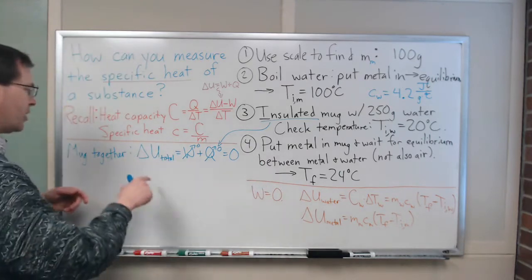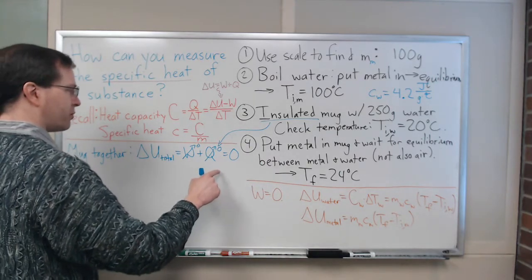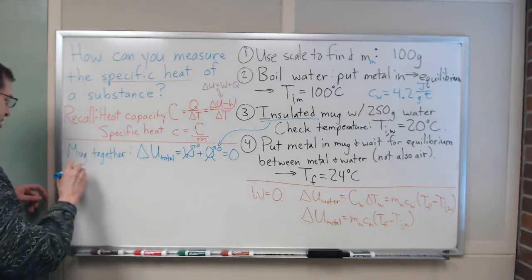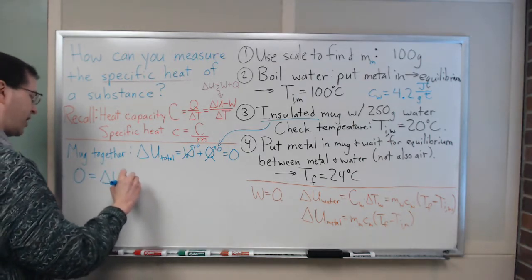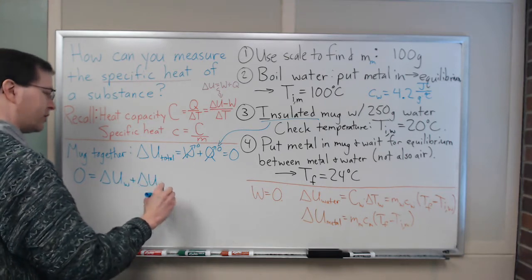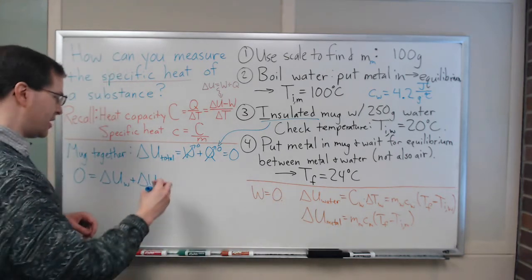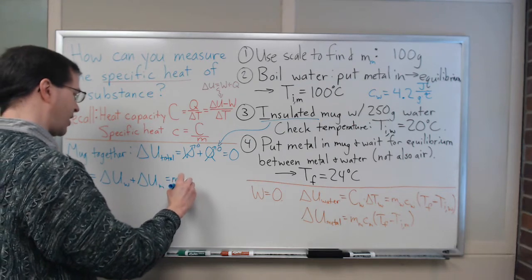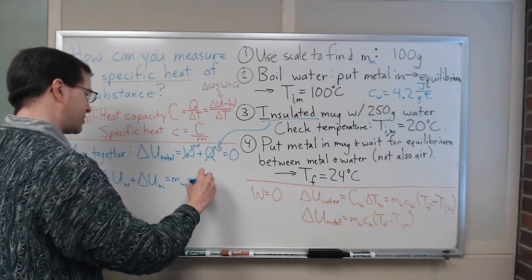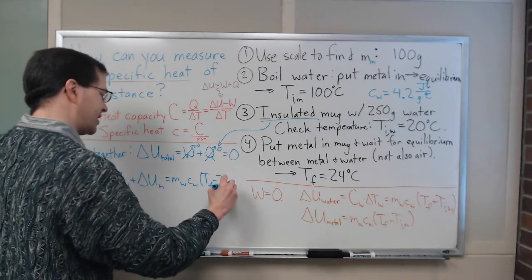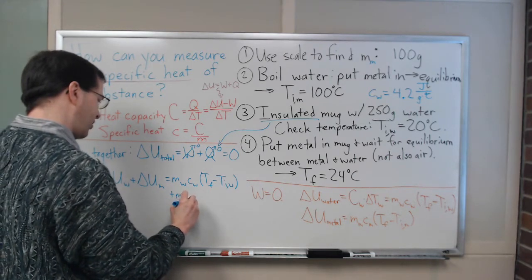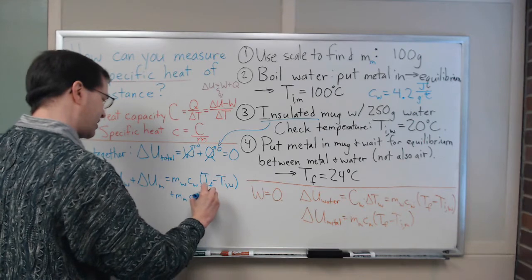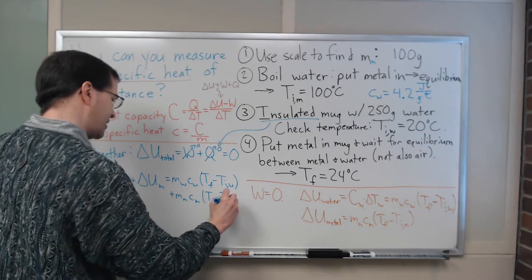So we go through. Delta U total is work plus heat, which is 0. So that means that 0 equals delta U water plus delta U metal, the sum of these two things. So that means mass of the water times C water times (T final minus T initial water) plus mass of the metal, C metal, times (T final minus T initial metal).